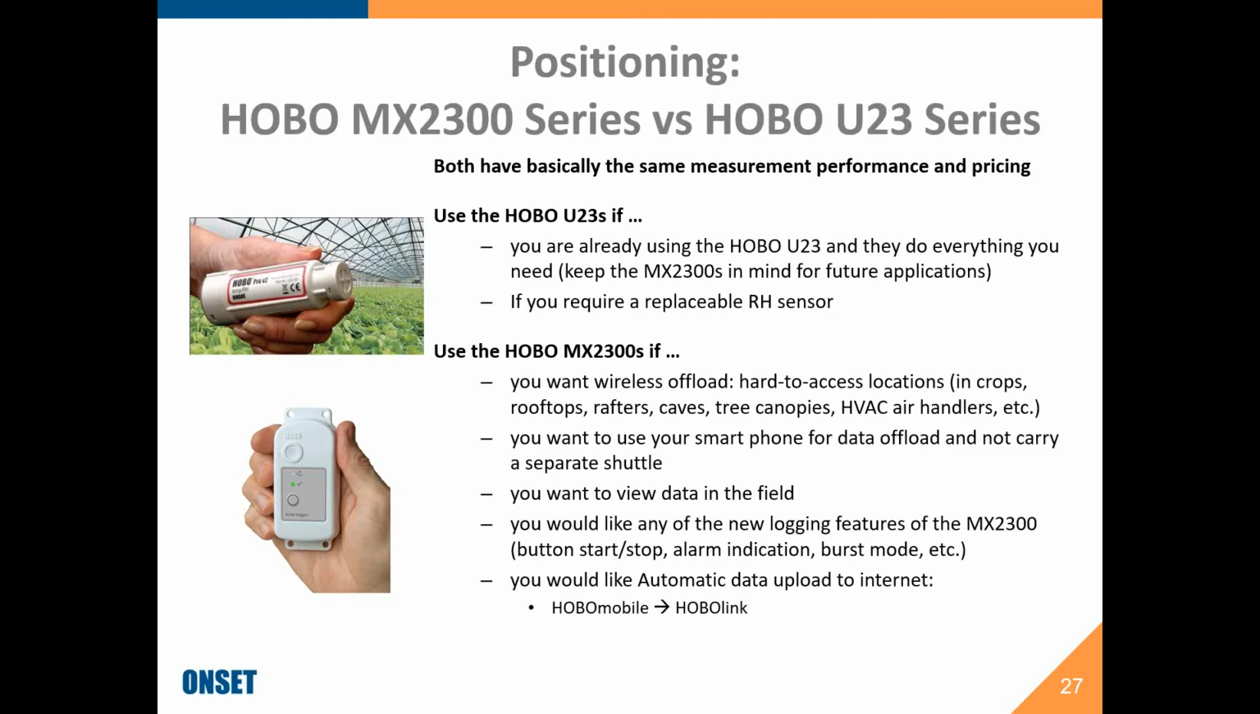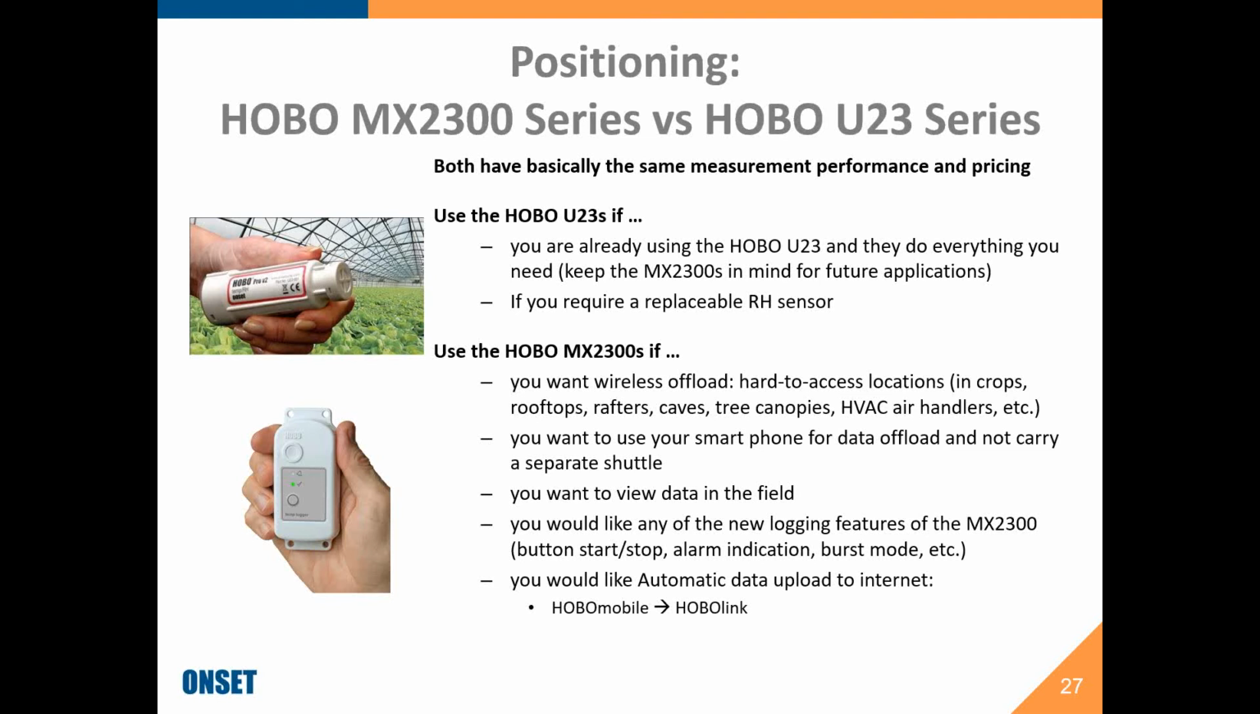Another advantage of the U23s is they do have the replaceable RH sensors. So if you're in an environment where it's especially harsh and you're finding you need to replace the RH sensors every year or two because of the caustic nature of your environment, you'll probably want to continue using the U23s. The RH sensor in the MX2300s is not replaceable. But on the other hand, there are several advantages to the MX2300s.